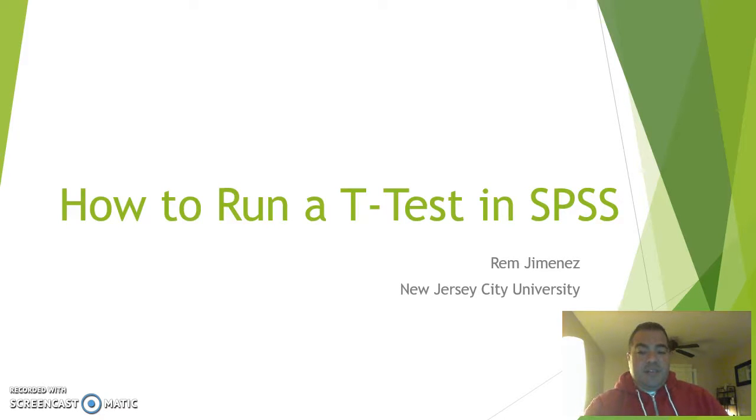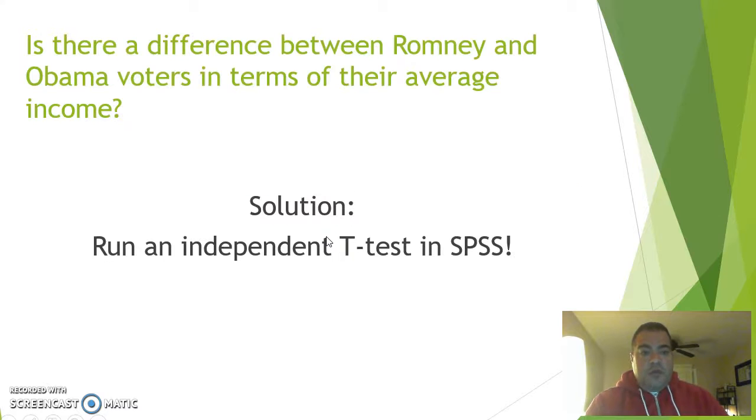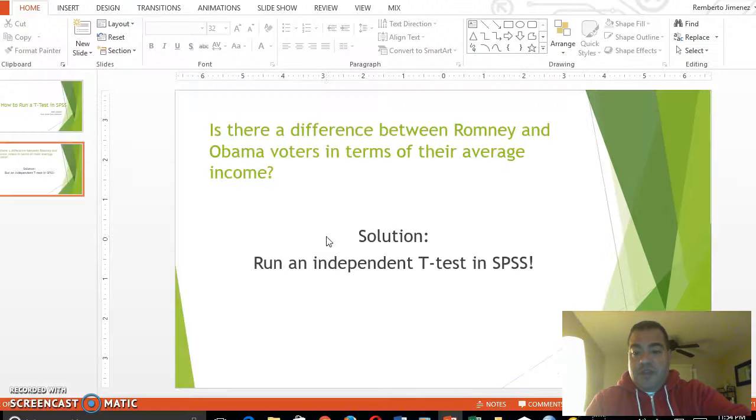So, one of the questions that we were studying was around the 2008 election, specifically the presidential election. And we wanted to understand if there's a difference between Romney and Obama voters in terms of voters' average income. One of the ways that we can do this is by running an independent t-test in SPSS. The reason for this is we are comparing two groups, Romney voters and Obama voters, and the variable that we're going to analyze is the average income.